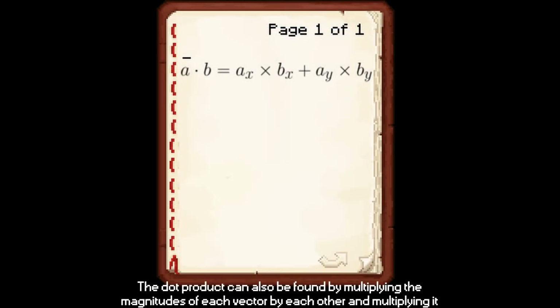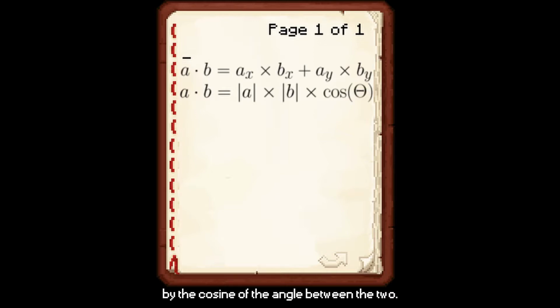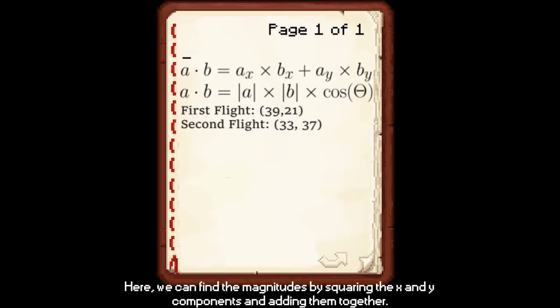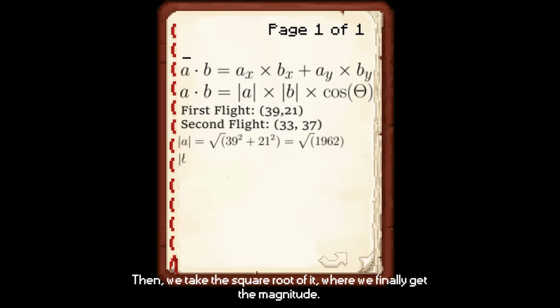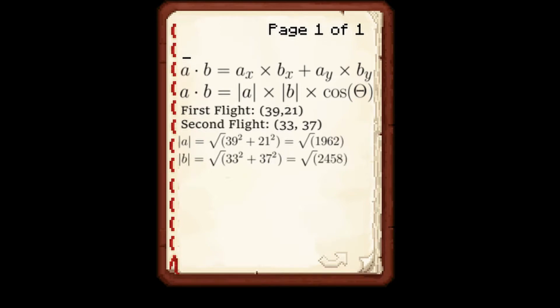The dot product can also be found by multiplying the magnitudes of each vector by each other and multiplying it by the cosine of the angle between the two. Here we can find the magnitudes by squaring the x and y components and adding them together. Then we take the square root of it, where we finally get the magnitude.